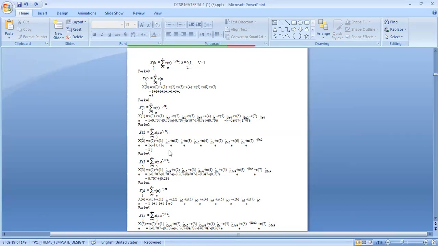The next one, in the case of 2 pi, the cos term will be 1. So we'll be getting alternate equations: 1 minus j minus 1 plus j plus 1 minus j. So the entire equation will become 1 minus j. So this is the answer for X of 2.